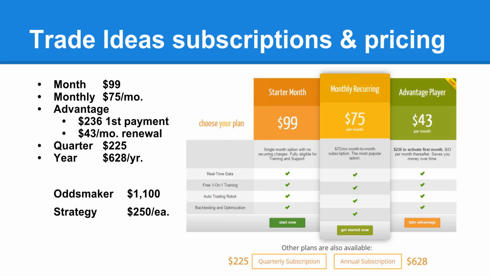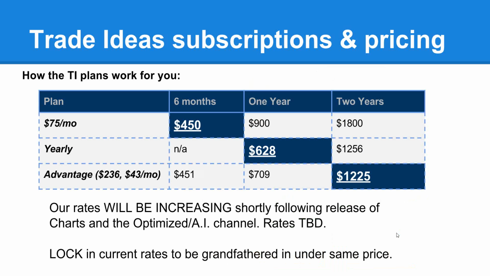If you can flip over to slide 10 there real quick. Here's a little chart that kind of shows you how the different types of subscription plans end up saving you money at different times. The lowest risk, of course, is $75 a month because it's month to month. And then as you can see, if you've been on that for a year, it's much more advantageous to be on the $628 yearly. It's after the first year that the Advantage Player really starts to overtake and starts to save you money.